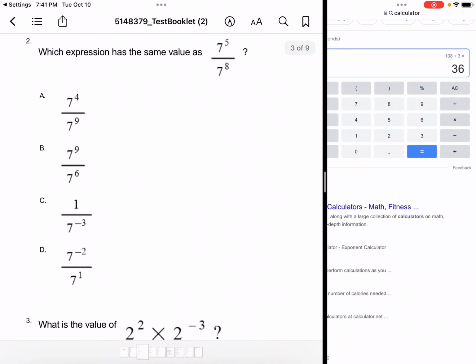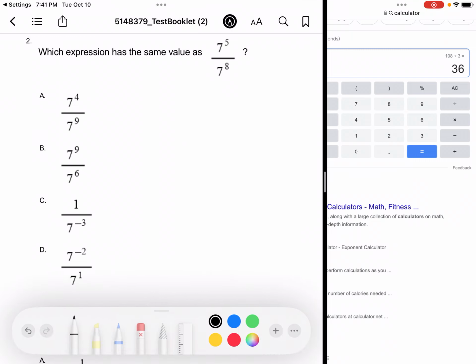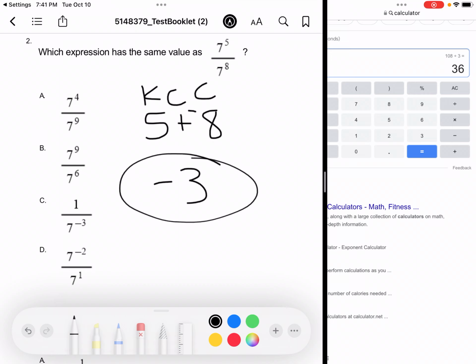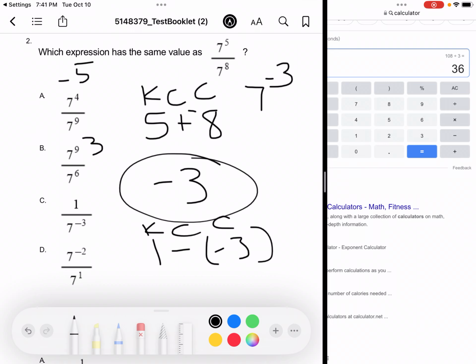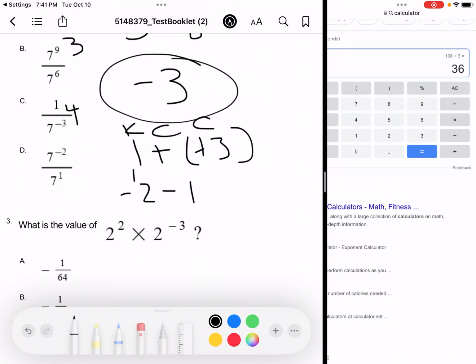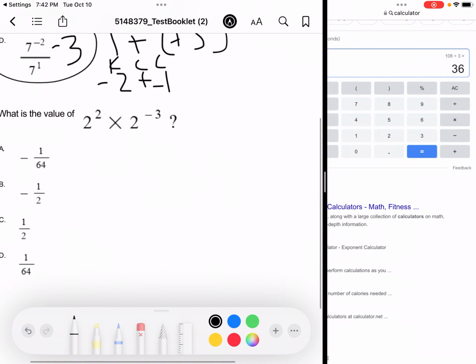Which expression has the same value? All right, so this is the quotient property. We're doing 5 minus 8. Keep, change, change. 5 plus negative 8 is negative 3. Okay, so I want one that has 7 to the negative third. 4 minus 9 is going to give me negative 5. 9 minus 6 is going to give me positive 3. 1 minus negative 3, that was the most chosen answer, is going to give me 4. Negative 2 minus 1, keep, change, change, is going to give me negative 3. So D should have been my answer.